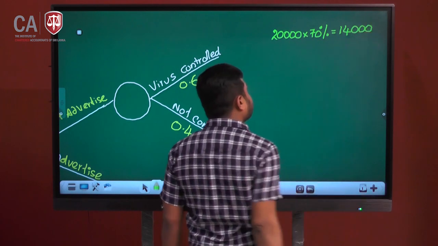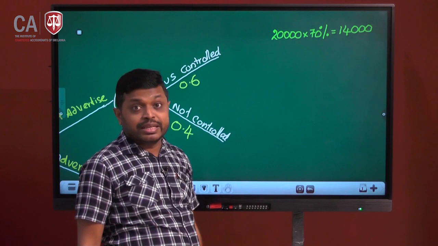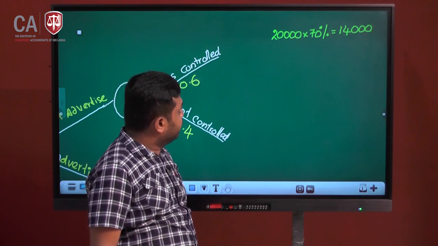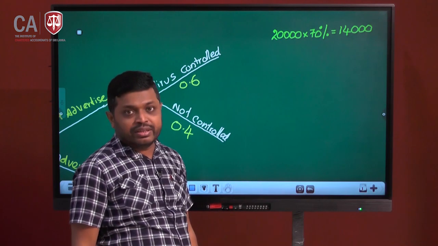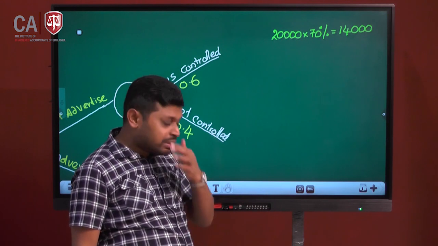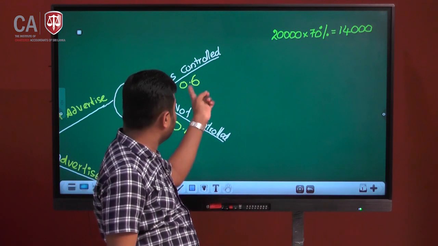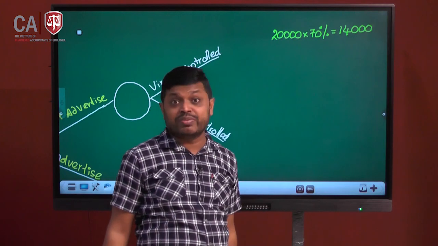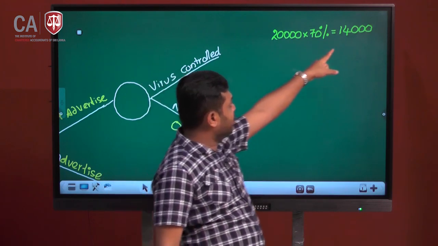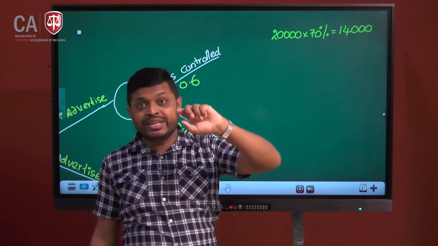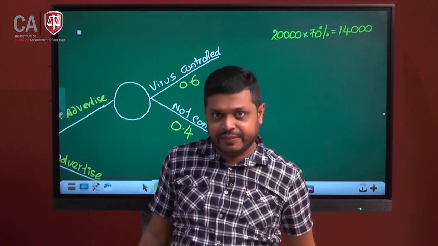14,000. That is the contribution. Then the occupancy ratio is 70%. If the virus is controlled, the occupancy ratio is 70%. Okay, first we will say 14,000 is the contribution per room night.